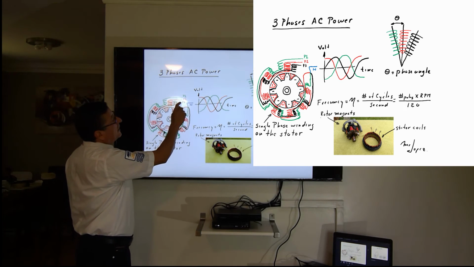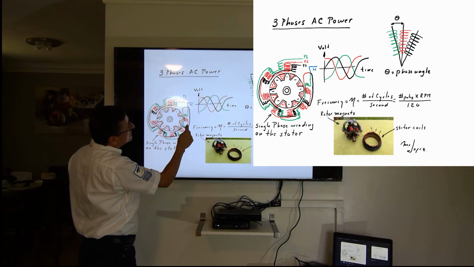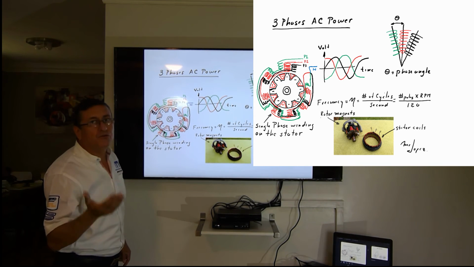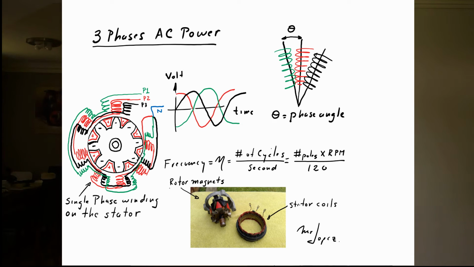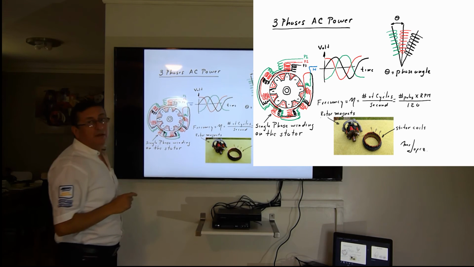One phase is the black one, another phase is the red one, and another phase is the green one. This is the beginning of each phase, and the end of all of those phases are connected together, and that one will be the neutral in the future. The end of the green finishes here, the end of the red coil finishes here, the end of the black coil finishes here. All of them are together, and that one will be the neutral in the future. And this is phase 1, phase 2, and phase 3.